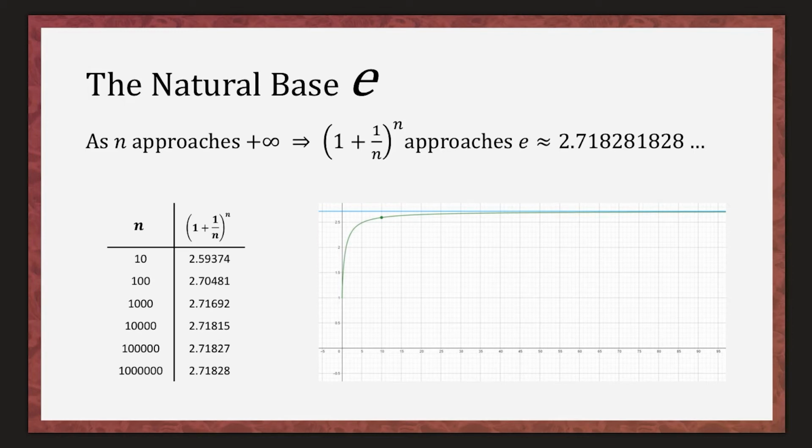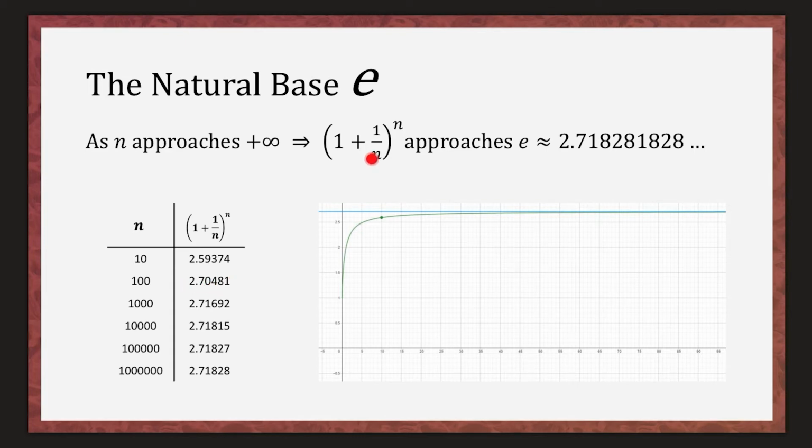So I did it more in a table format. So over here, imagine I put a 10 in for the n's on this equation. So 1 plus 1 over 10 to the 10th power. My result would be 2.59374. The same thing with 100. I put 100s in for this n and multiply it out and then raise it to the 100th power. It would be 2.70481.